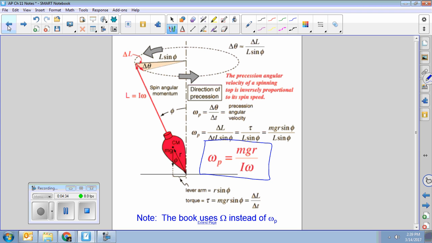Okie dokie. So, let's talk about equilibrium. Did everybody grab the note packet when they came in? Go grab that.